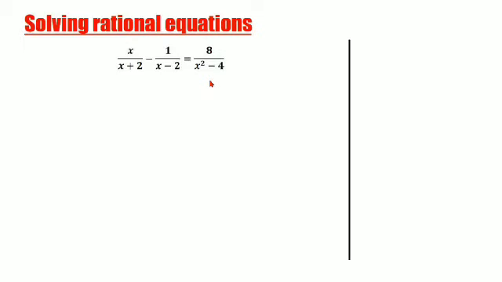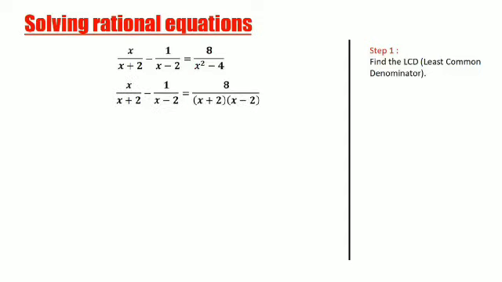Okay, let us try to solve another rational equation. x over x plus 2 minus 1 over x minus 2 is equal to 8 over x squared minus 4. To solve this, our first step is to find the LCD or least common denominator. In this equation, we could break down the denominator of this term into its factors x plus 2 times x minus 2, just like this one. Next, we could clearly see now what is our LCD, and that is x plus 2 times x minus 2.